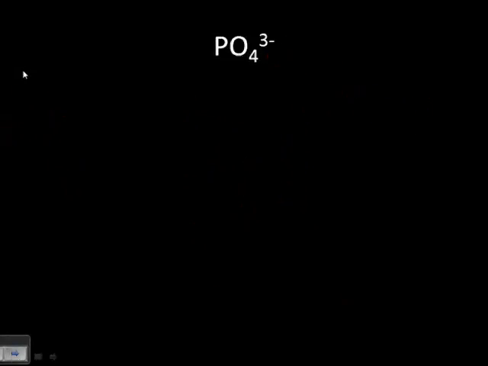Alright, I've got the phosphate ion. Phosphorus has 5 valence electrons. Oxygen each has 6, and there are 4 of them. That's 24. The 3 negative tells me I have 3 extra electrons. That's going to be 32 electrons.